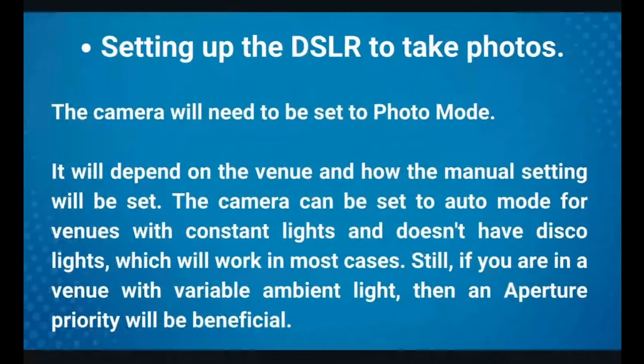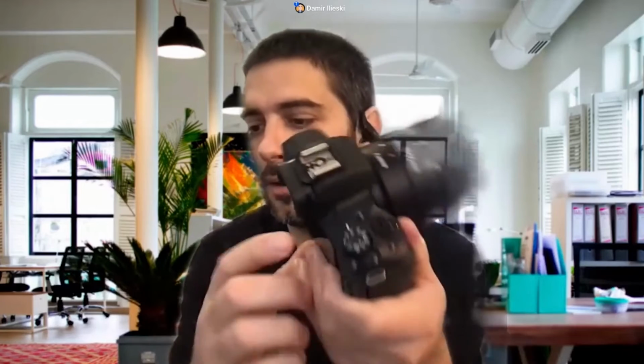We can go to how to use a DSLR with Snappic. Setting up the DSLR to take photos, the camera will need to be set to photo mode or any of the photo modes, which is aperture priority, manual, shutter priority, which is set on this dial here.